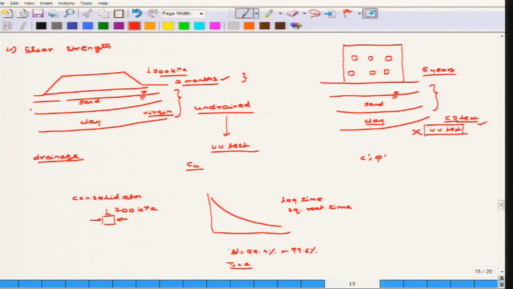Now, let us say the construction is happening in a period of 2 months, but the consolidation takes 2 years to complete. In that case it is obvious that the situation to be assessed is undrained, and obviously it is a UU test rather than a CD test. So, this is where the effect of consolidation will occur.